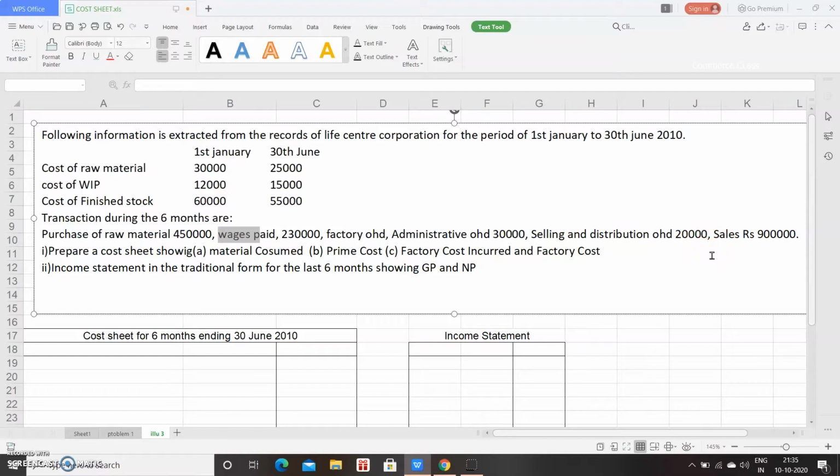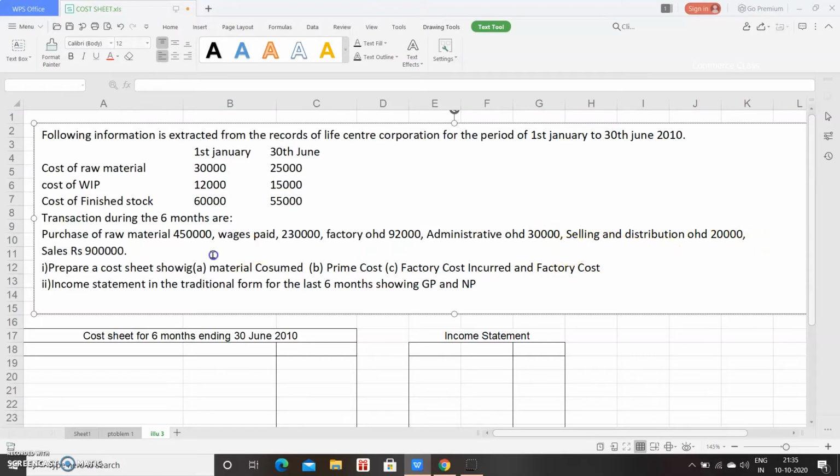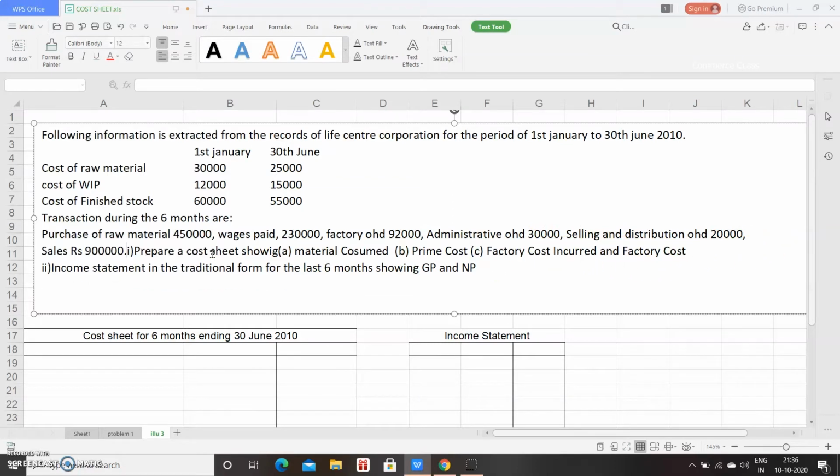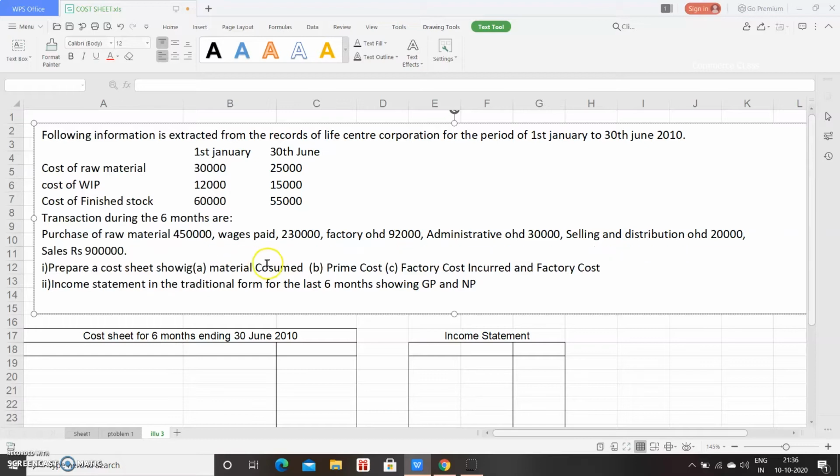They are not giving multiple items under every category, whereas here they are giving one full total of one particular category. Like factory overhead total how much, administrative overhead how much total. The factory overhead is 92,000. Administrative overhead is given there. So like that, they have given the gross of everything. Sale is also given as a total.